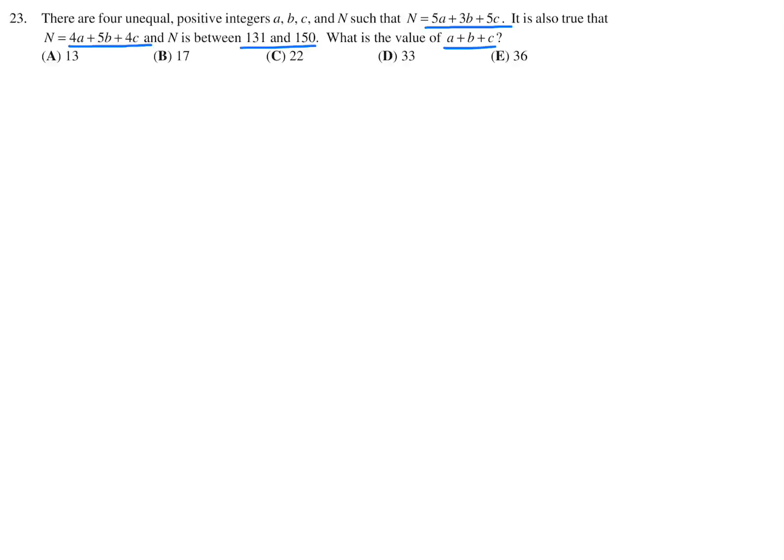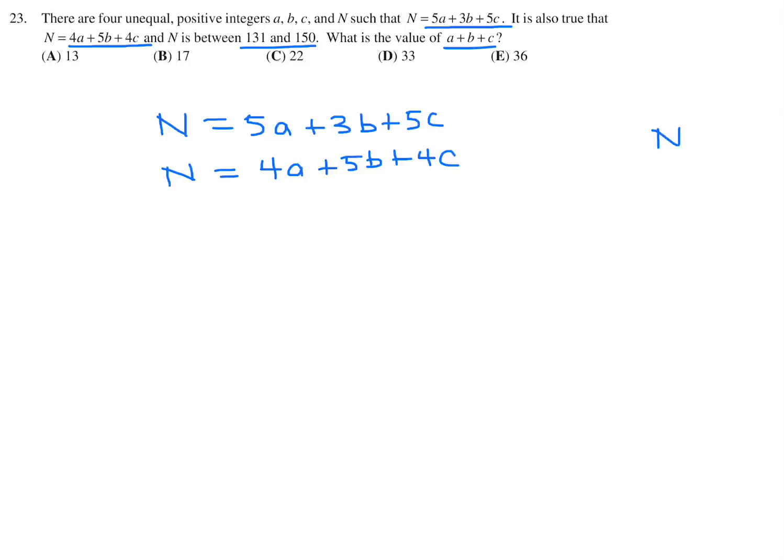All right. First, let's write down the information that they give us and see how we then need to proceed. Most likely a lot of number manipulation. And they've given us that n is between 150 and 131. All right? Find a plus b plus c. All right. So I'll call this equation 1 and I'll call this equation 2.